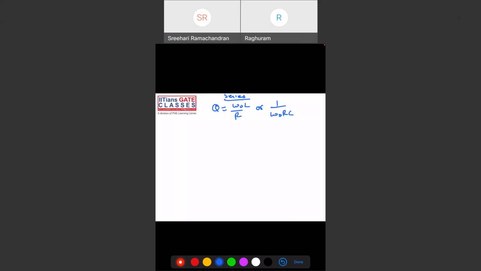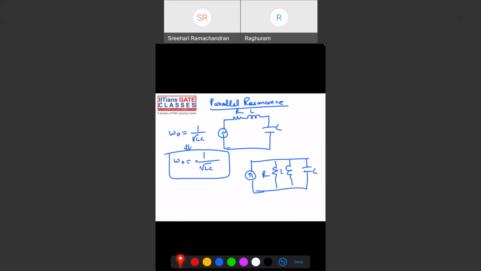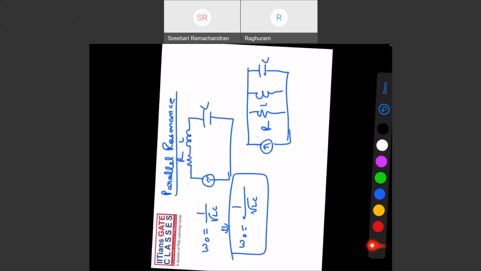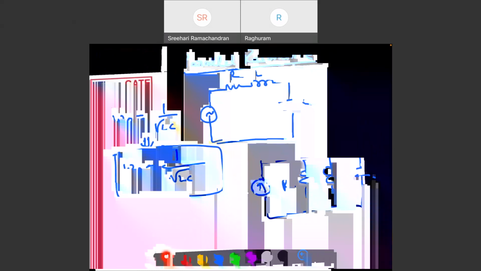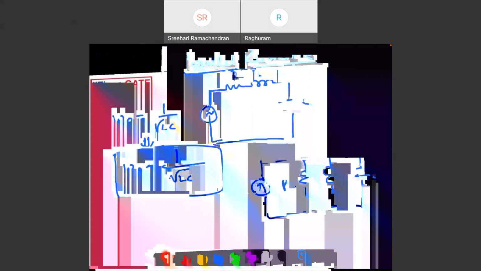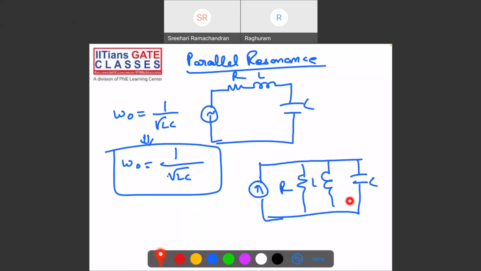See, this one, what I'm saying is, to understand parallel resonance, there is a concept called duality. We studied duality. Remember, duality is nothing but the dual of a circuit. You can apply duality in many places. Here, this is my series resonant circuit. If I apply the duality principle, I'll get a parallel circuit.